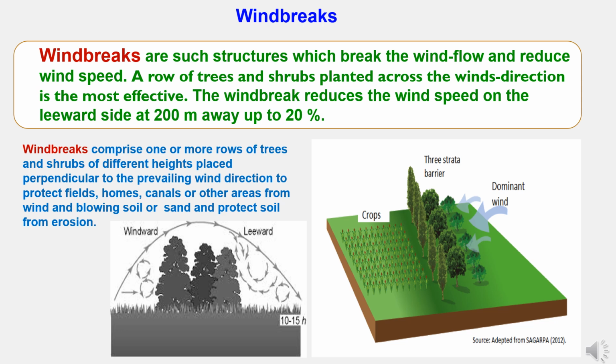Windbreaks comprise one or more rows of trees and shrubs of different heights placed perpendicular to the prevailing wind direction to protect fields, homes, canals, or other areas from wind and blowing soil or sand, and protect soil from erosion.